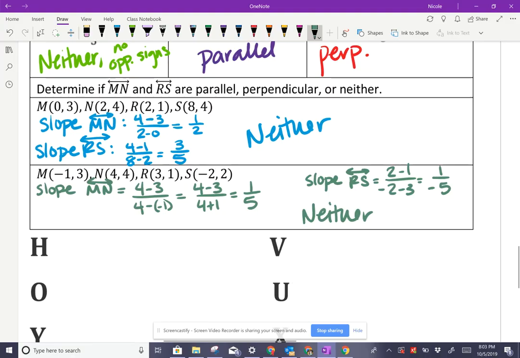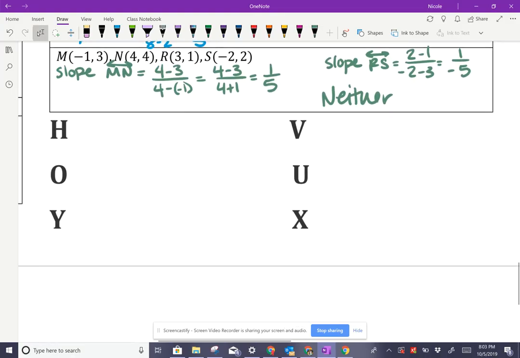So take a look at this little bit of paper. This is something that you may have heard of before, the HOY VUX, but it's just something that's good to write at the top of your quiz real fast or at the top of your test real fast. So try to memorize these. They're just a good kind of reminder of the rules about horizontal lines and vertical lines. So the H for HOY is horizontal. And we know that the slope is 0. And the equation is y equals a number.